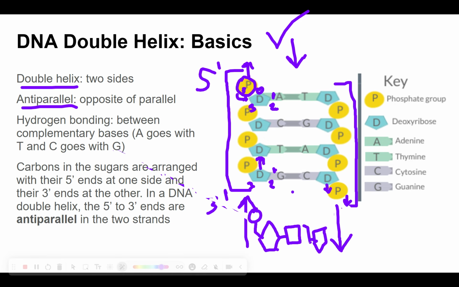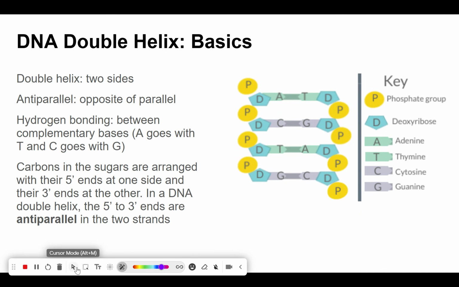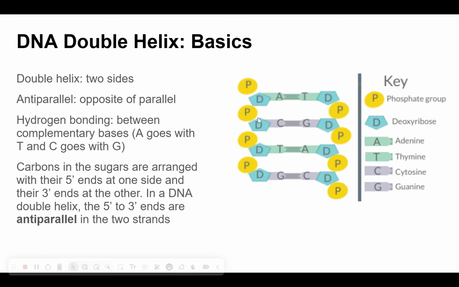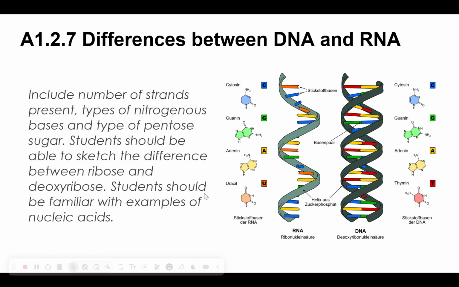And you still have to have the base in the middle, because the bases need to meet up. You're counting backwards here. This is 1, 2, 3, 4, 5, and the phosphate group goes here. So that is a not very good, but hopefully helpful drawing of what anti-parallel strands of DNA would look like.